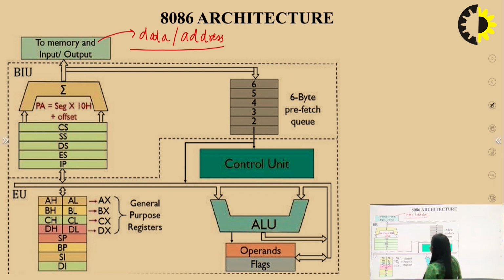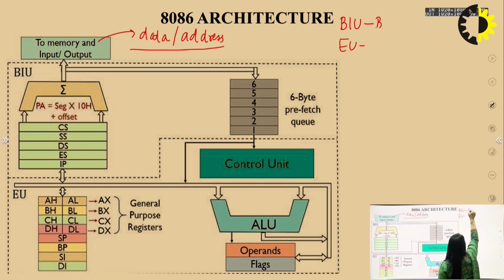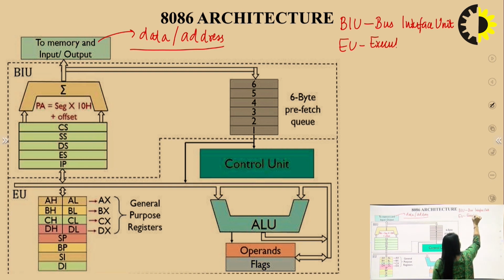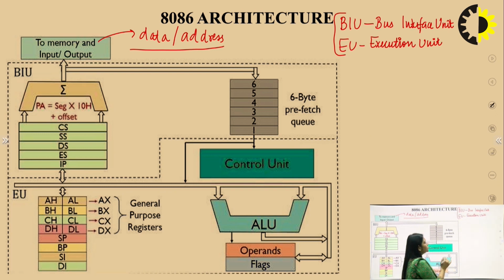The 8086 architecture is divided into two units. The first one is the BIU and the next one is the EU. BIU is simply the bus interface unit, and EU is our execution unit. So these two are our blocks; this architecture is divided into two parts, the bus interface unit and the execution unit.